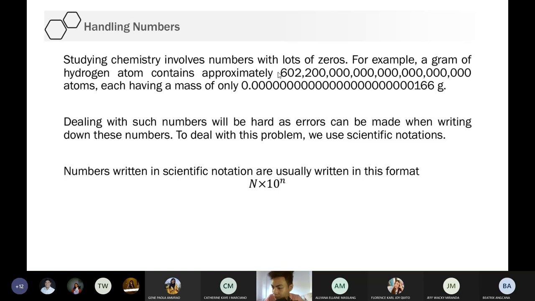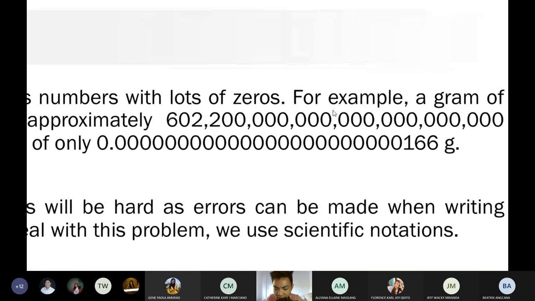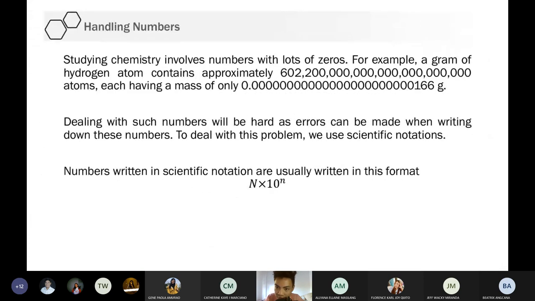And then this one is the mass of a single hydrogen atom. So, let's take a look how many zeros are there. So let's count. This is the tens, hundreds, thousands, ten thousands, hundred thousands, millions, and so on. Okay, so there's lots of zeros here. This is 3, 6, 9. Okay, naduduling na ako. 12 na ba? 15. 18, 21, 22, 23. Okay, so there are 23 zeros before you arrive with the first non-zero digit. So those are the problems with dealing with numbers with many zeros in chemistry, okay?